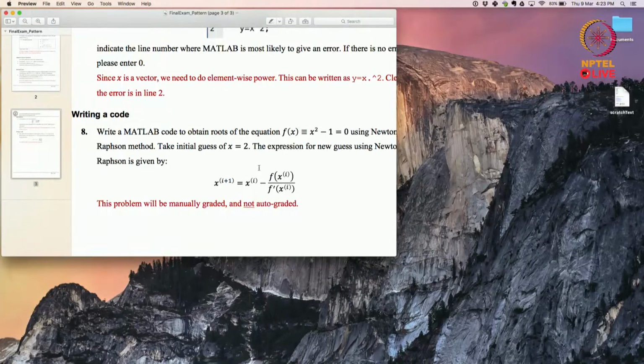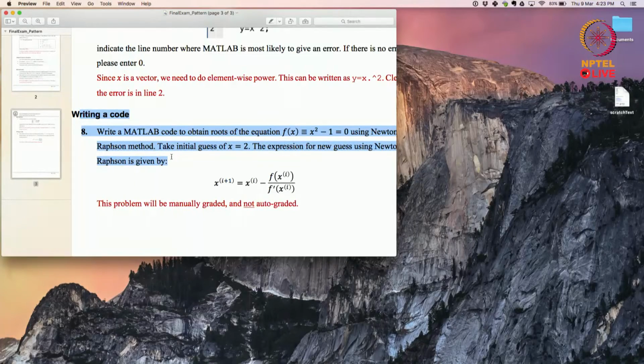But again, this problem will be graded manually. So, what we are looking for is really whether the algorithm that you are using is correct or not. So, that is about writing the code. It will be one question worth 15 marks and only for modules 5, 6, 7 and 8. That is going to be what is expected of you from this particular problem.